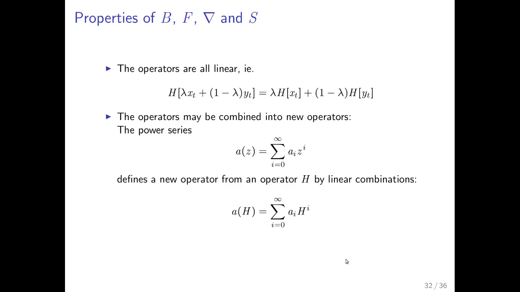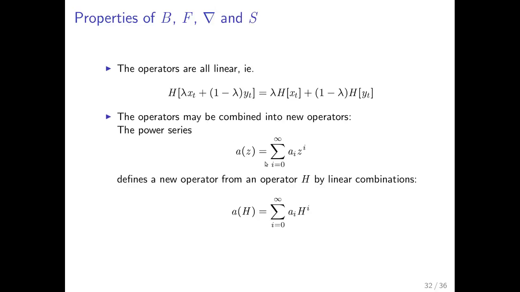Now, if we look at the combined properties of all these different operators, one important thing is that they are all linear. So if you do a linear combination of an operator on a linear combination of two different time series, you can do the operator on each time series by itself and use the weights or whatever coefficients you have on top. That will work. And you can combine these operators into new operators.